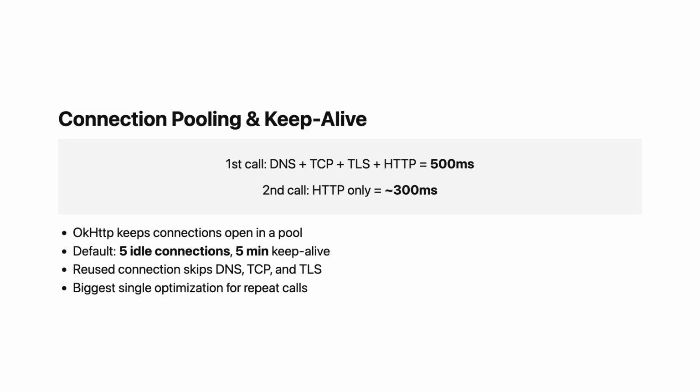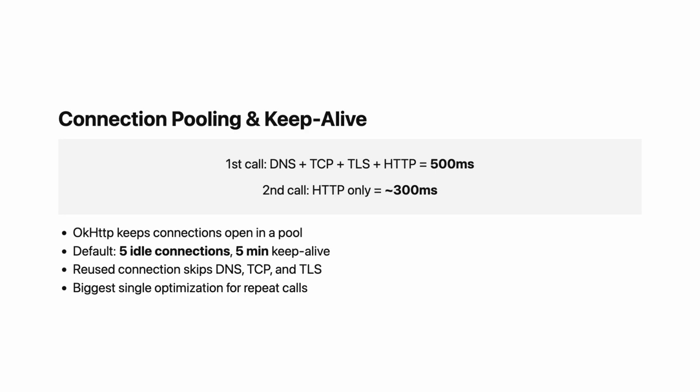OkHttp implements connection pooling. After the first request to a server completes, OkHttp keeps the TCP connection open. It stays in a pool alive and ready. When you make a second request to the same server, OkHttp reuses that existing connection. No DNS lookup. The IP is cached. No TCP handshake. The connection is already established. No TLS negotiation. The encrypted session is already active. You skip straight to sending the HTTP request.